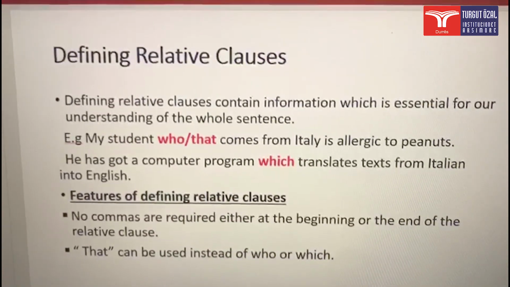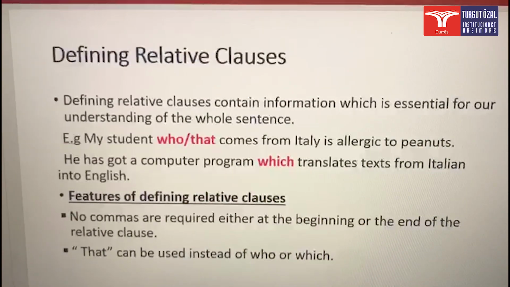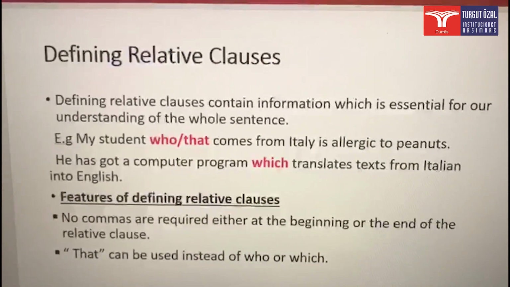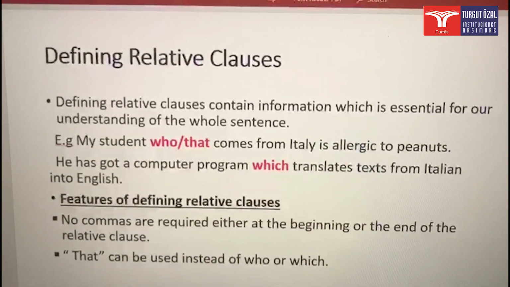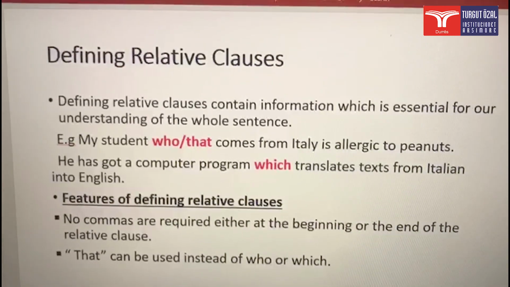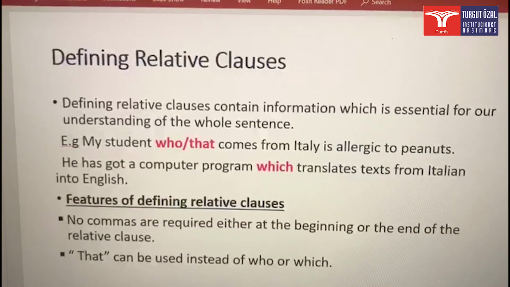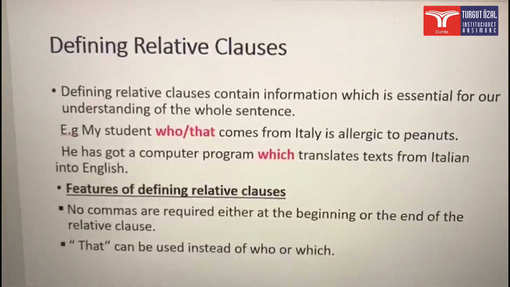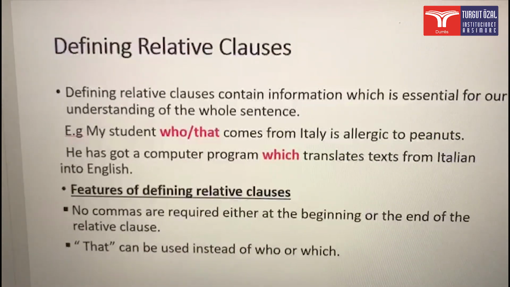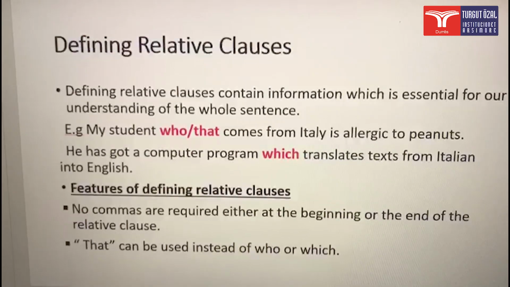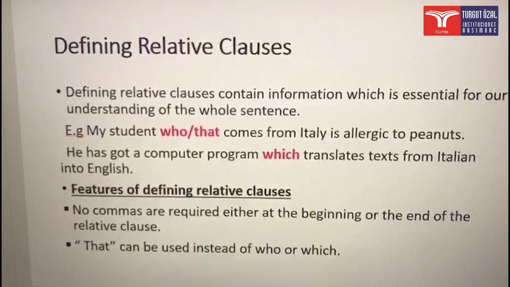Or another example, he has got a computer program which translates texts from Italian into English. He might have a lot of computer programs, but it is being talked about the one which translates texts from Italian into English. Some features of defining relative clauses are no commas are required, either at the beginning or the end of the relative clause. As you can see, we do not use commas. That can be used instead of who or which.